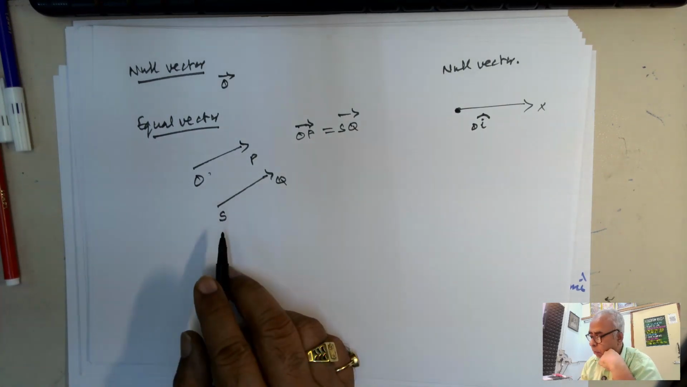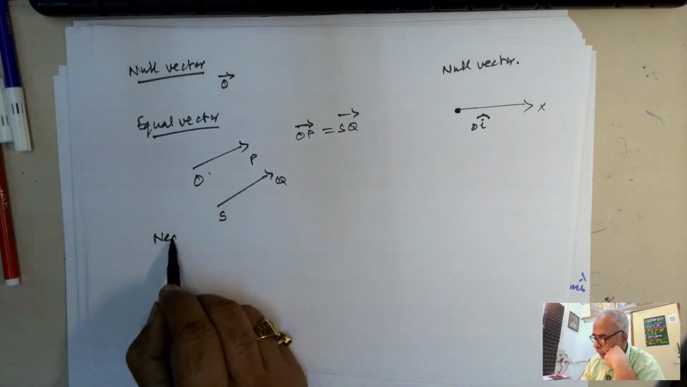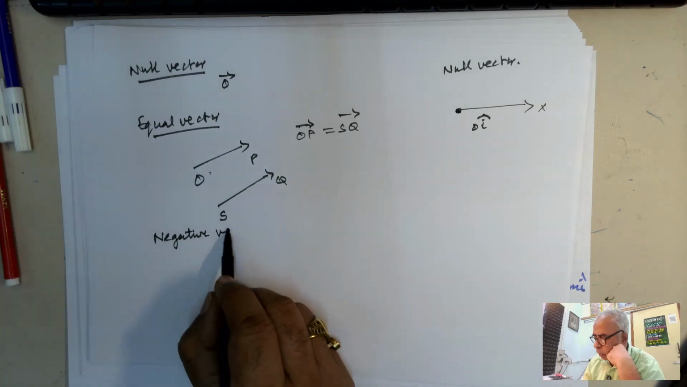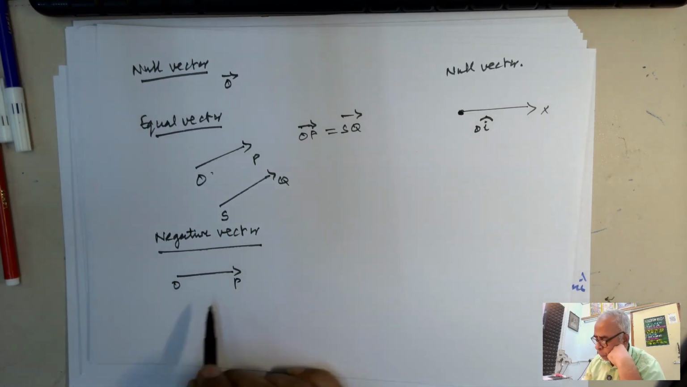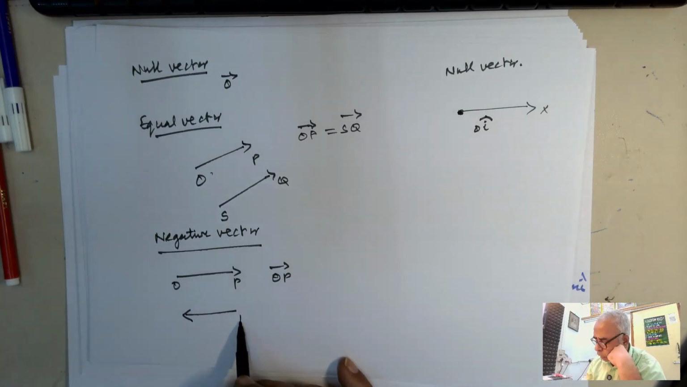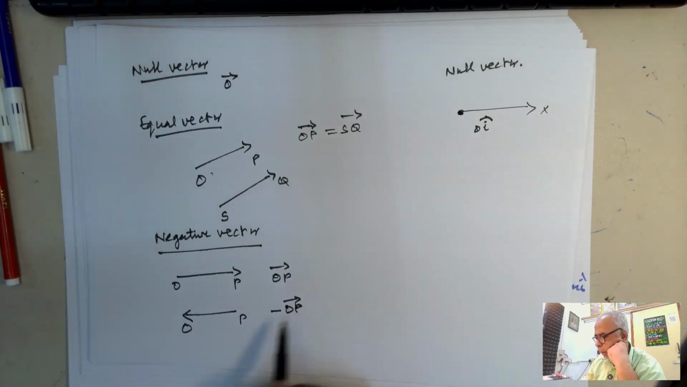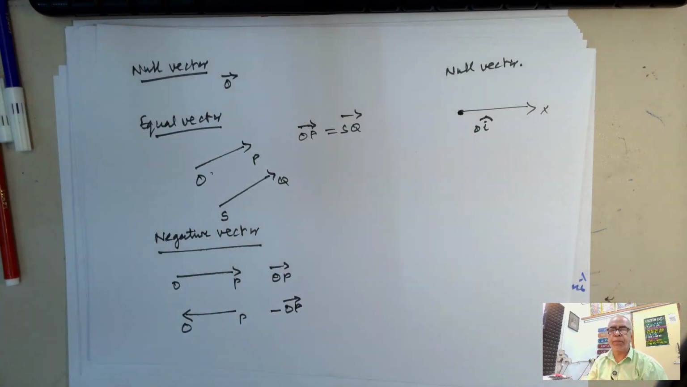And let us talk about the negative vector. What do you mean by negative vector? If it goes in the opposite side, then you can call it a negative vector. For example, O to P. This is the OP vector. Now the object is moving in this direction, that is from P to O. So this can be represented by putting a minus and the same direction OP. It indicates that it is traveling from P to O. So this is called a negative vector.